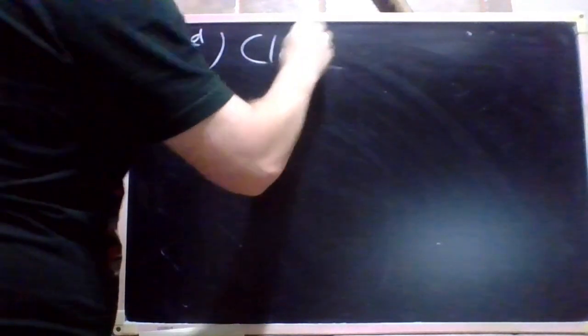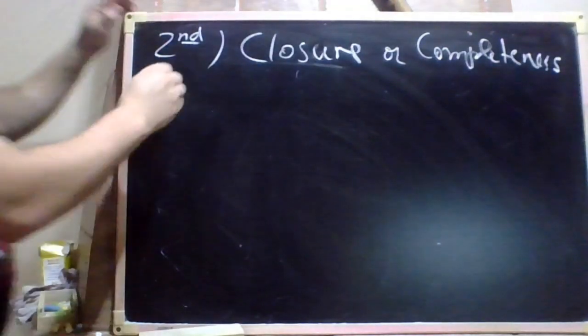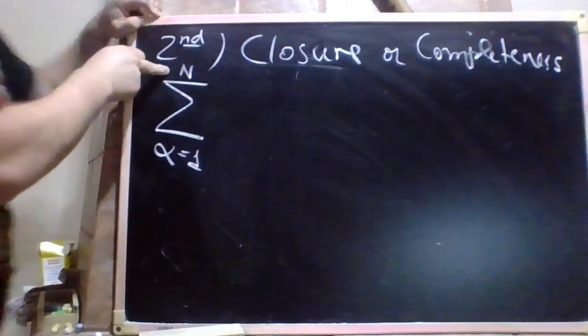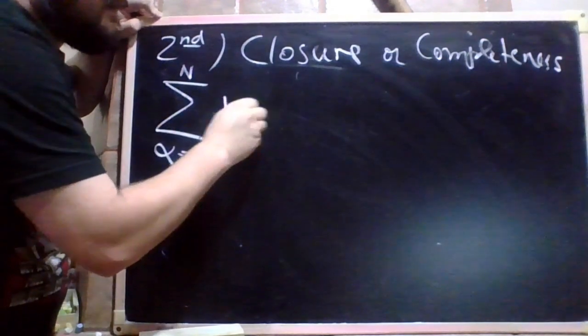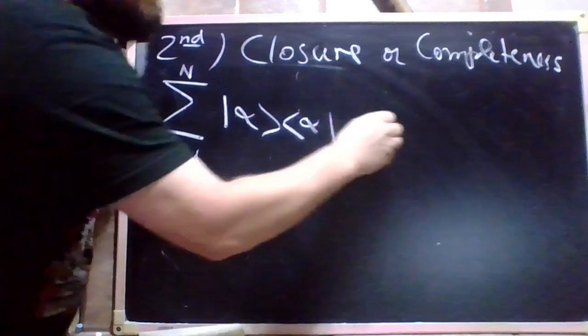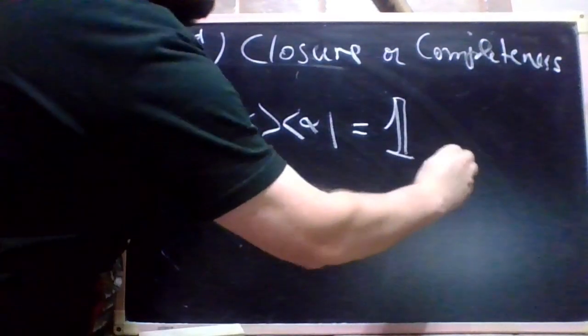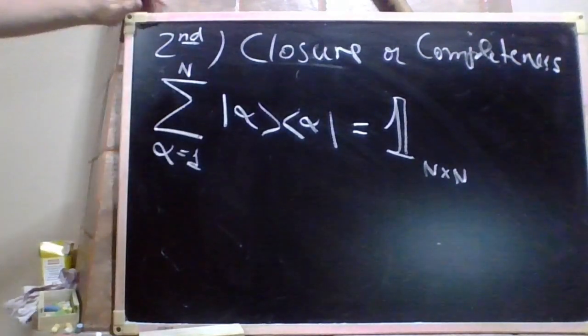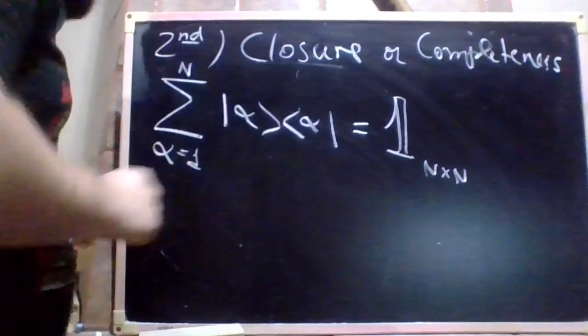The second one is called the completeness or closure. The basis. If you sum up over, say, alpha from 1 to the dimensionality of the Hilbert space, the exterior product or a tensor product of each alpha with itself in this way, you get the identity matrix. The identity matrix with dimensionality n, of course. It's a square matrix of dimension n. This product seems odd at first for a beginner.